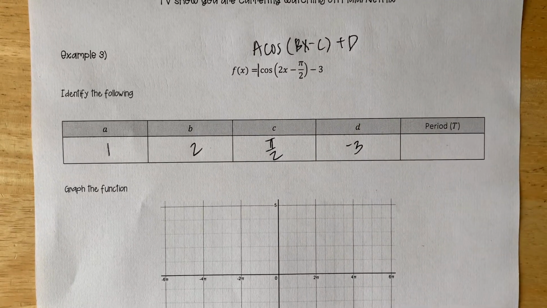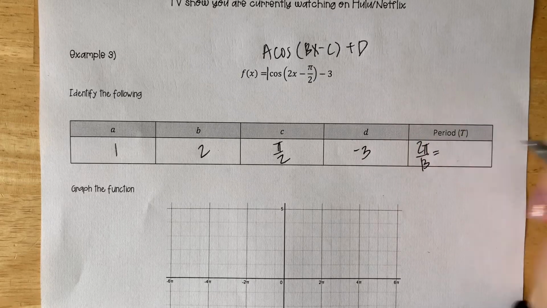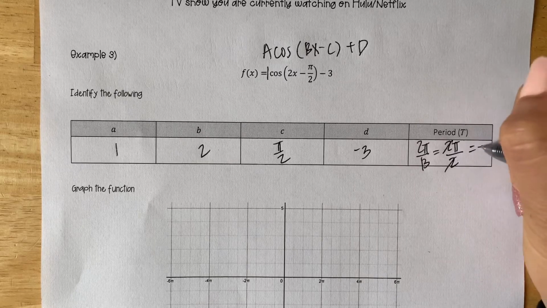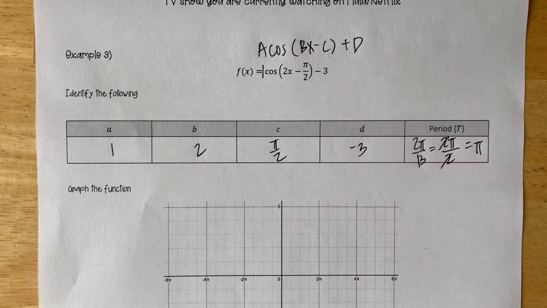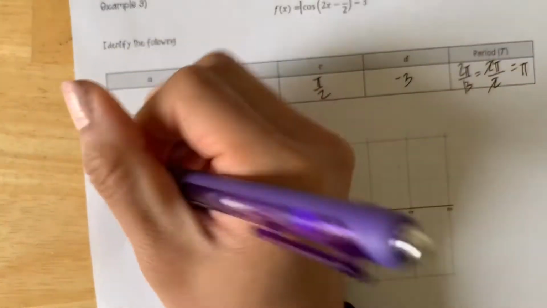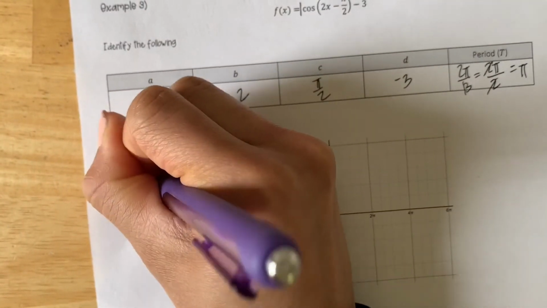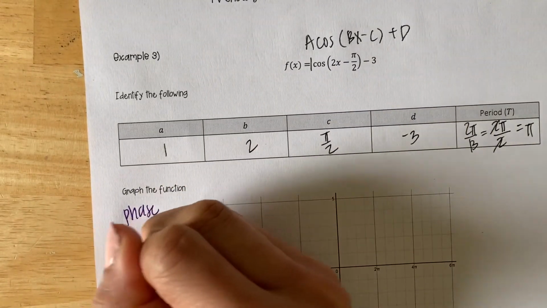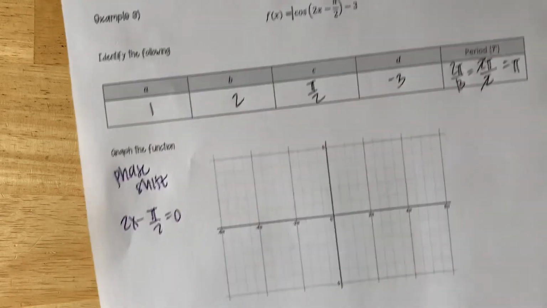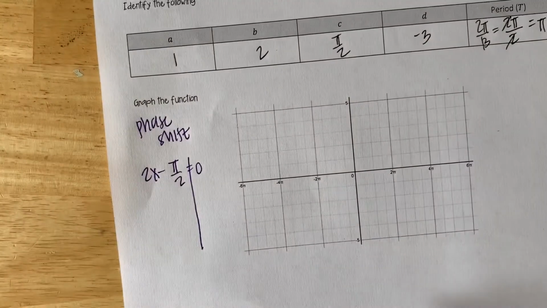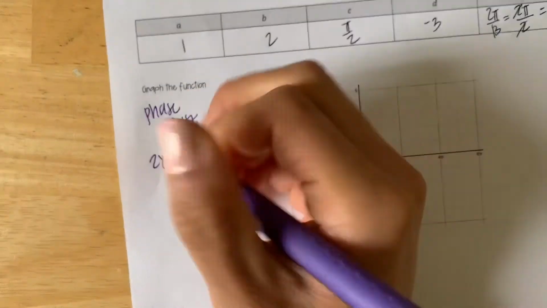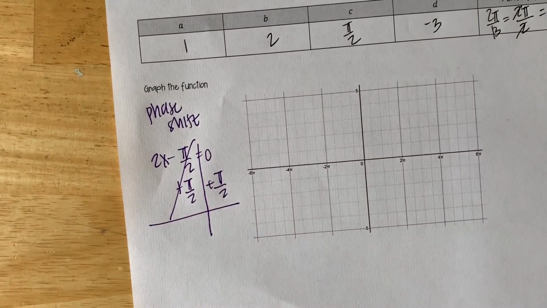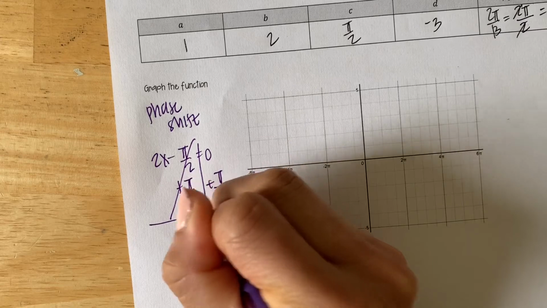To figure out the period, 2 pi divided by b, 2 pi divided by 2. Those 2's cancel out. Our period is just pi. We're going to go ahead and look for a phase shift. To find the phase shift, you set your whole parentheses 2x minus pi over 2 equal to 0, and you want to solve for that x. We're going to go ahead and do the opposite, so plus pi over 2. Those guys cancel out. I'm left with 2x equals pi over 2.